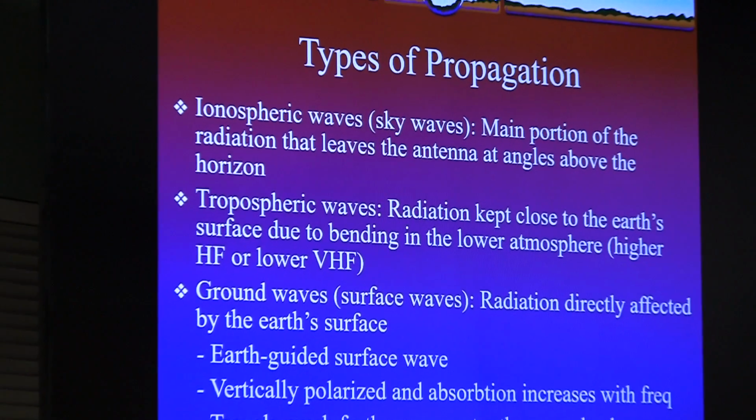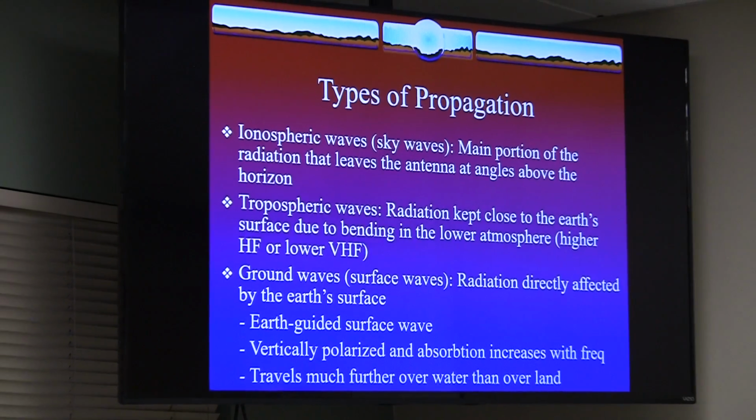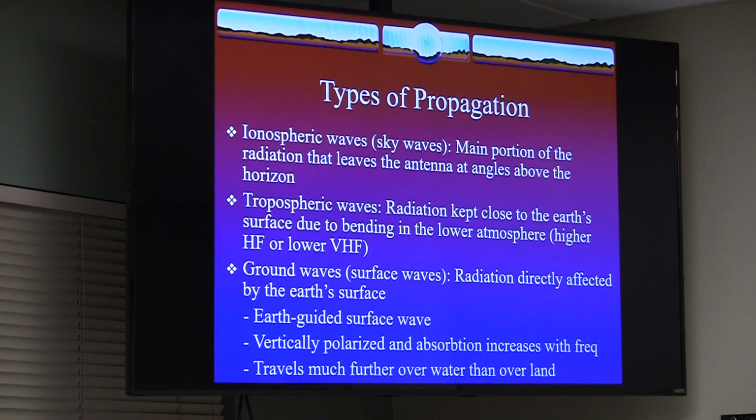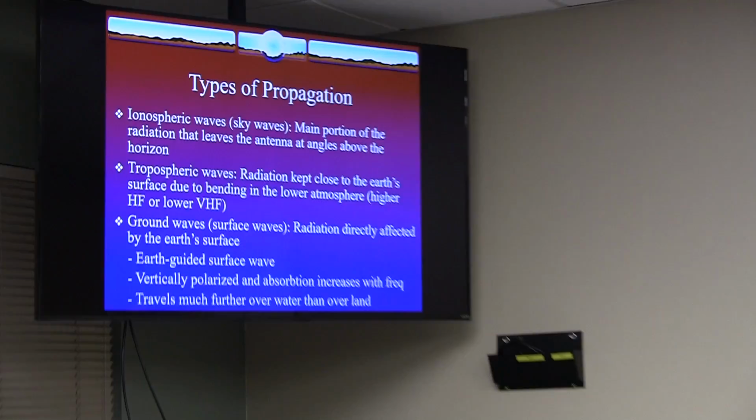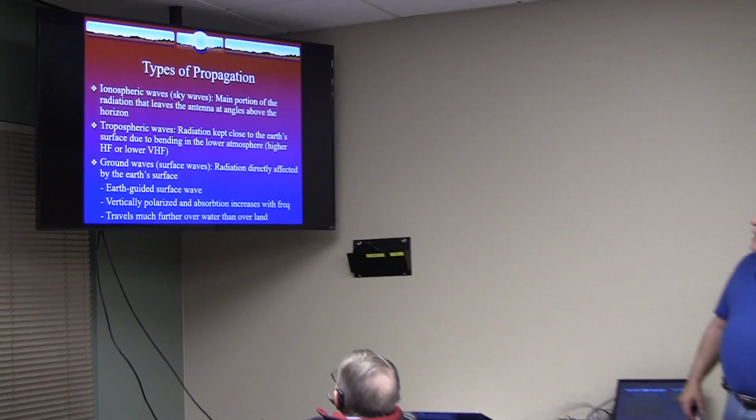So, types of propagation, we have ionospheric waves. That's what we call sky waves. It hits the ionosphere, bounces back down again. So it leaves the antenna at an angle, goes up at an angle, comes back down, and keeps bouncing back and forth until it hits another antenna and keeps going, but usually they'll pick somebody up.